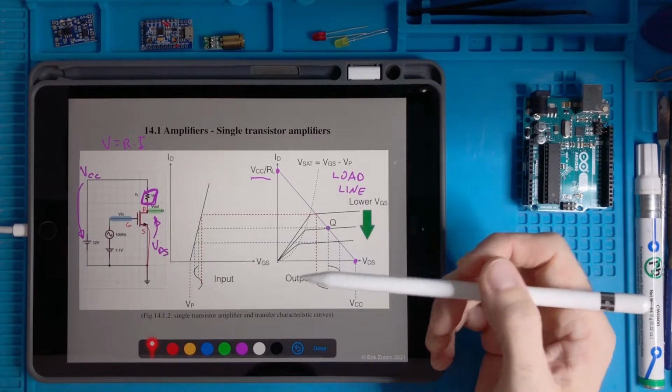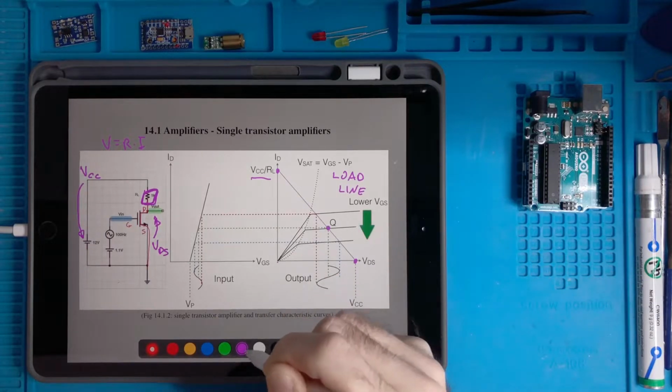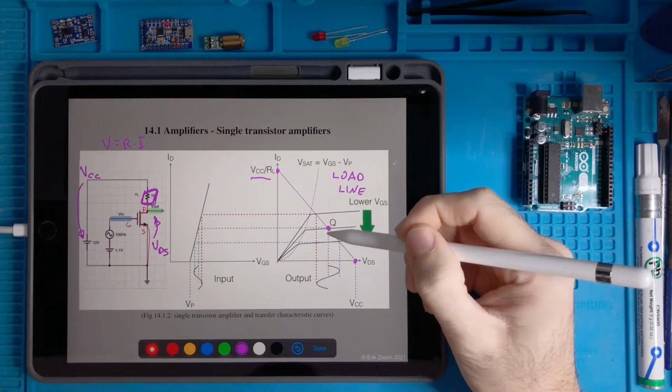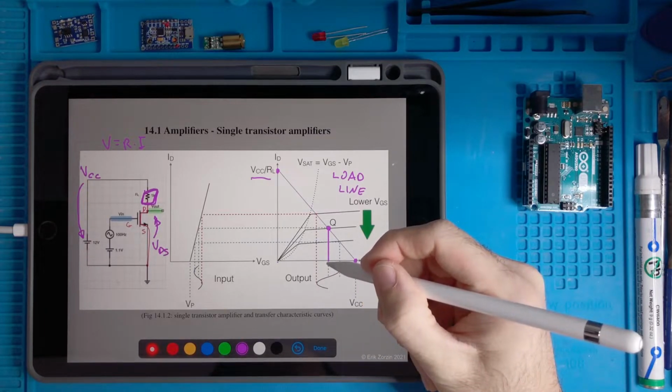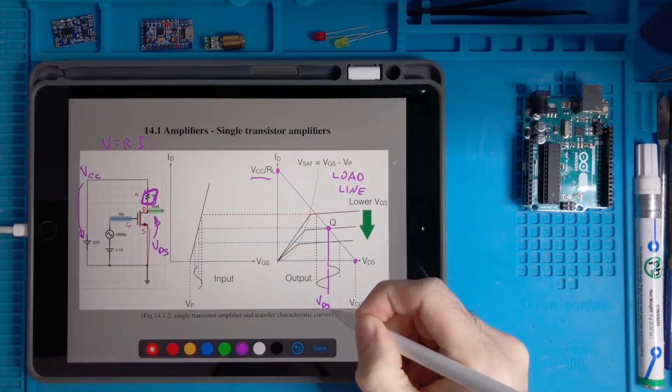So if we consider this, we can try to set a point here which will correspond to a certain VDS. Let's call this value VDS 0.